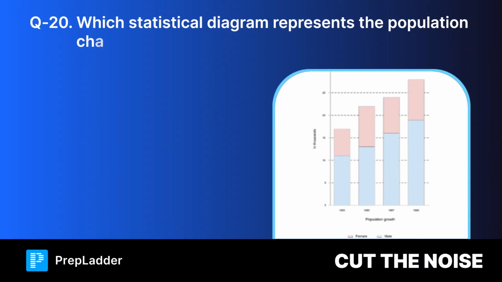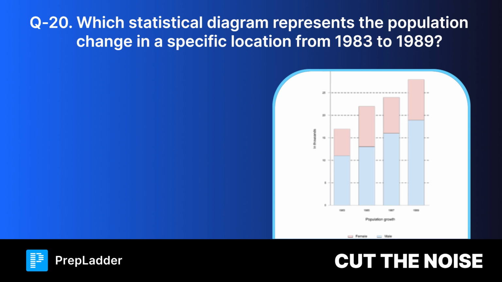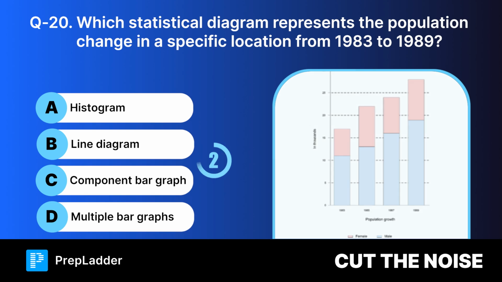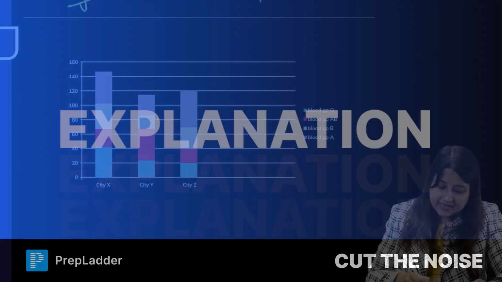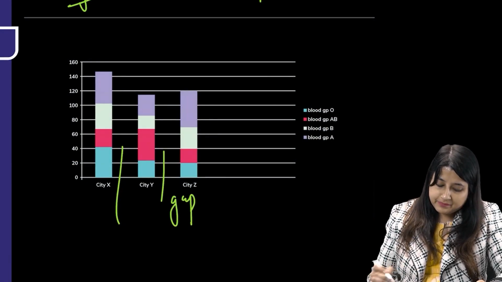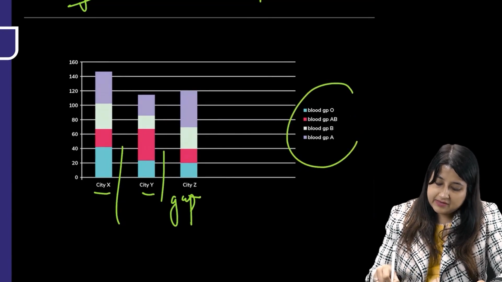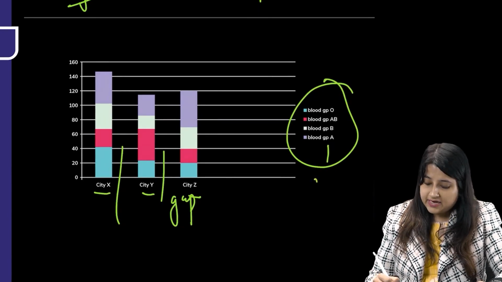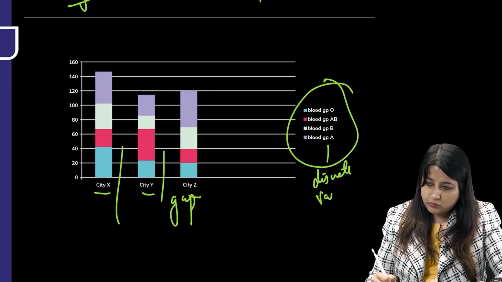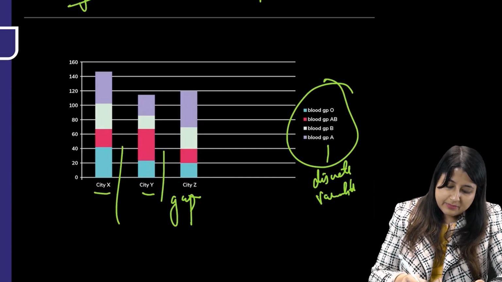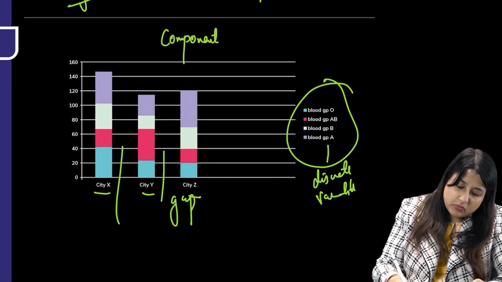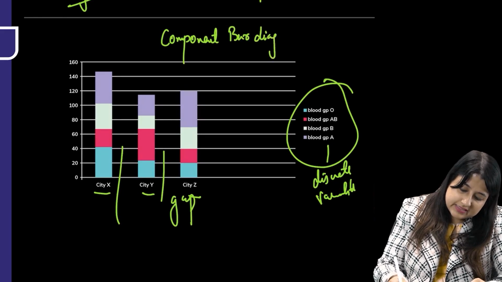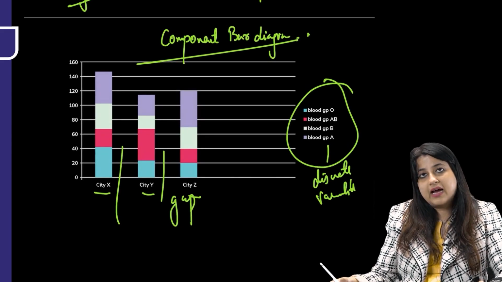Question 20. Which statistical diagram represents the population change in a specific location from 1983 to 1989? Your options are. And the correct answer is component bar graph. Here's the explanation. It is a bar because it is a gap. And look, city X, city Y, city Z, we are representing the different blood groups. So blood groups are discrete variables, and what has happened over here is that in one bar only we have divided it into components. Can you see? So what is this? Component bar diagram. This is nothing but component bar diagram.